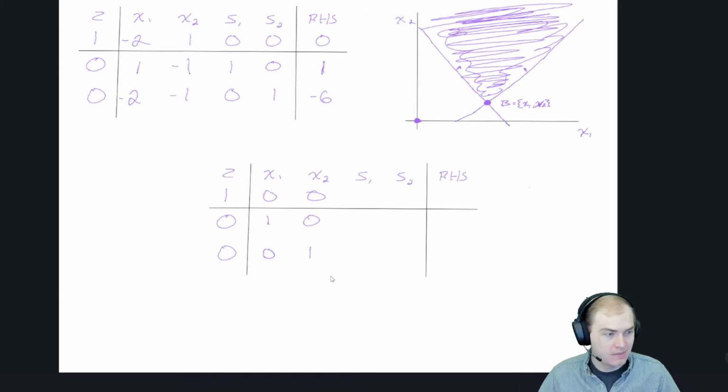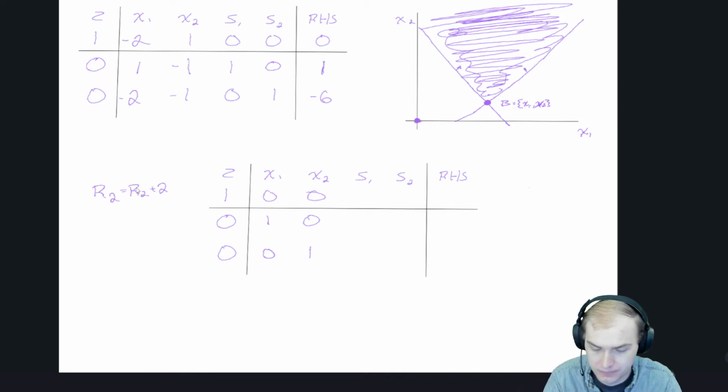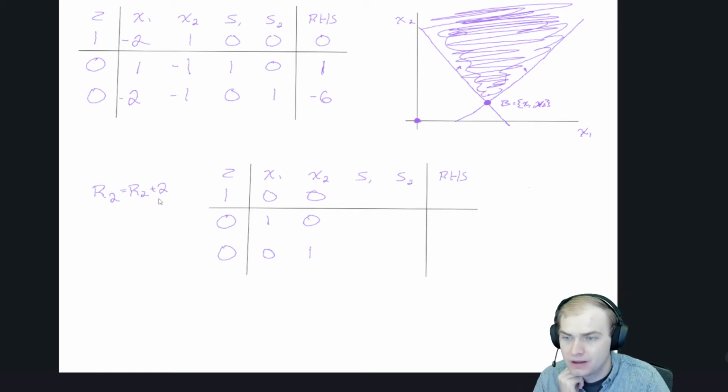So that our identity matrix is under the x1 and x2 columns. We're going to do that by these row operations. Row 2 equals row 2 plus twice... Actually, let's start with row 0. Correction. Nope. Let's not start with row 0. We'll start with row 2, like I tried before, plus twice row 1.